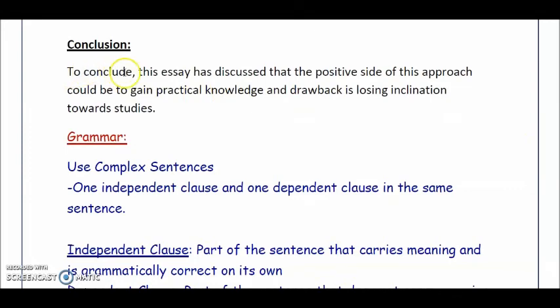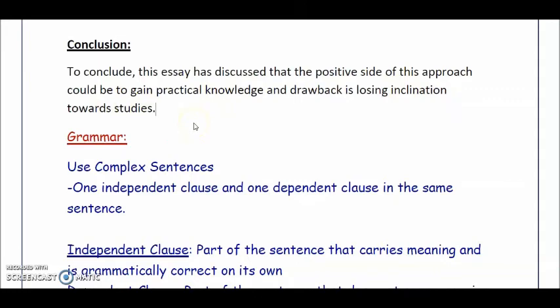To conclude, this essay has discussed that the positive side of this approach could be to gain practical knowledge, and the drawback is losing inclination towards studies. So notice again the vocabulary, how we have used synonyms. Instead of advantage, we have now used positive side. Instead of disadvantage, we have used drawback. And again we have used synonyms or different collocations for stating the advantage, and here we have used different collocations and different words to state the disadvantage.